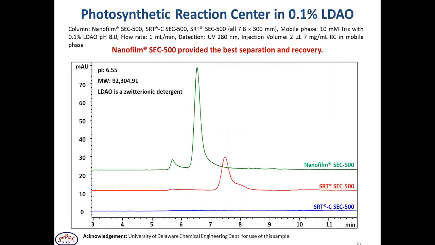This is a 92 kilodalton purple bacteria photosynthetic reaction center. It's a trimer. For this membrane protein LDAO complex, Sepax's Nanofilm SEC 500 provided the best separation as well as the best recovery.